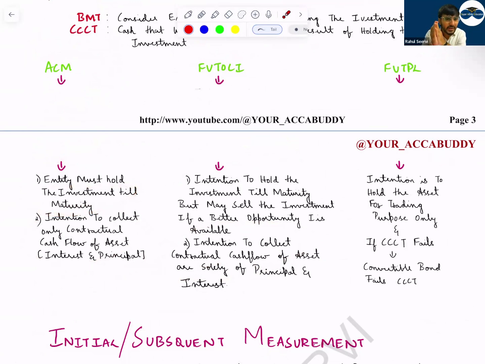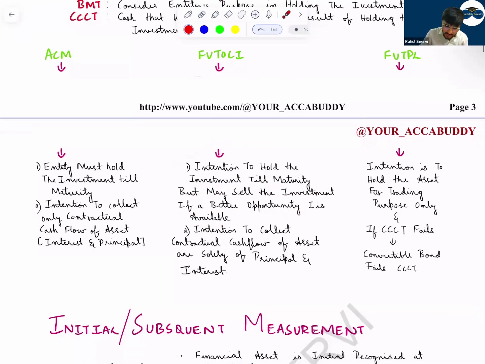We had taken the example that if Raju gets an option to date a Bollywood actress, he will not choose. He is committed to his girlfriend. But compared to fair value through OCI, he says that if I get a chance and I have a crush on that celebrity, I will try. So here the intention to hold the investment till maturity is there, but may sell the investment if a better opportunity is available. If they are getting higher returns in other projects, they will sell this and use it in the other investment.